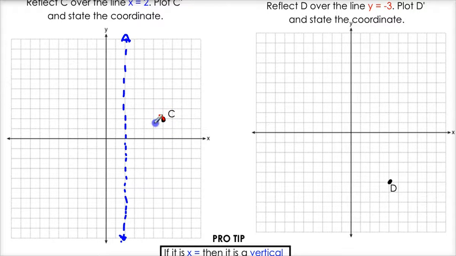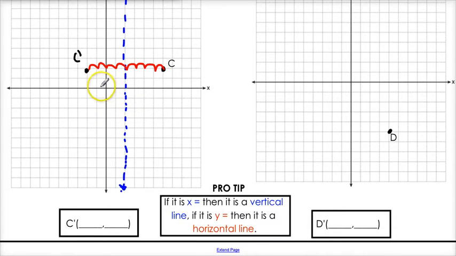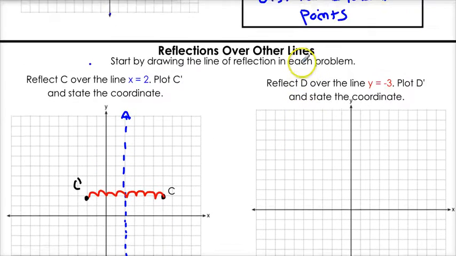So it's going to be 1, 2, 3, 4 away. All right, so since it's 4 away from the line of symmetry, we just count 4 more. 1, 2, 3, 4. And that is going to be C prime. All right, no rule, you just got to do the counting method. So C prime is at -2, 2.